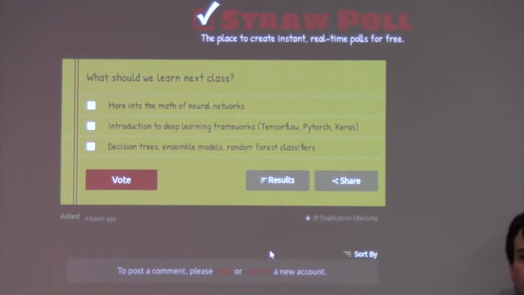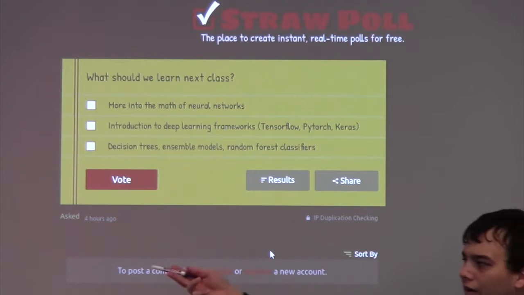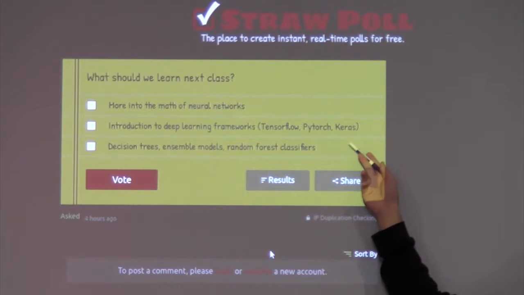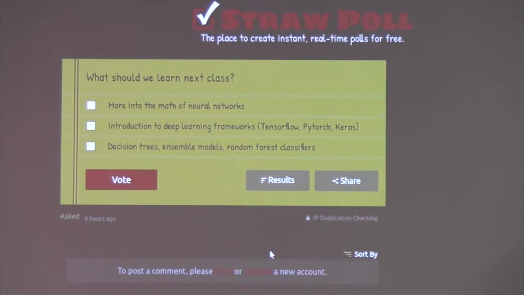Option two, introduction to deep learning frameworks. We can talk about TensorFlow, PyTorch, and Keras. Pretty much just throw a model together with that, because scikit-learn is not very good for very deep models. We had examples with 3 layers, but sometimes you need 100 layers, for example. We'd get more into frameworks that will let you do this a little bit better.